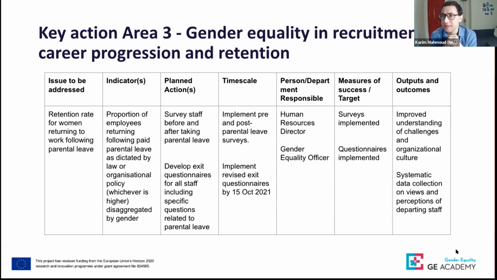Anna, did you have anything that you wanted to add here? No, not really. I'm seeing the planned action. Yes, I'm nothing to add.